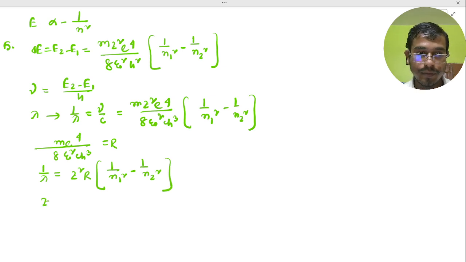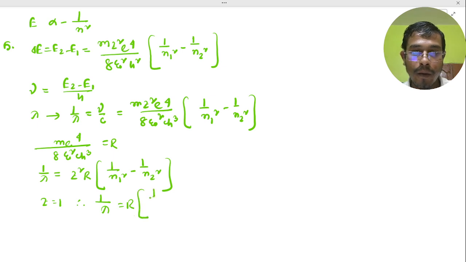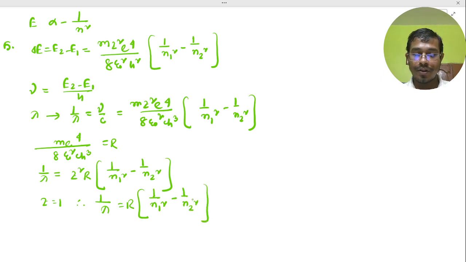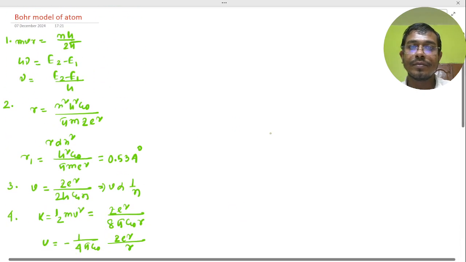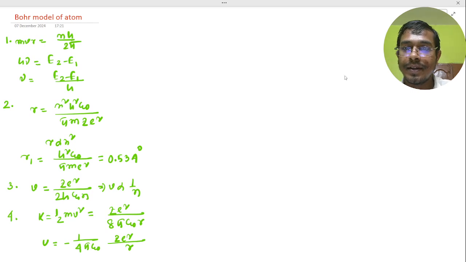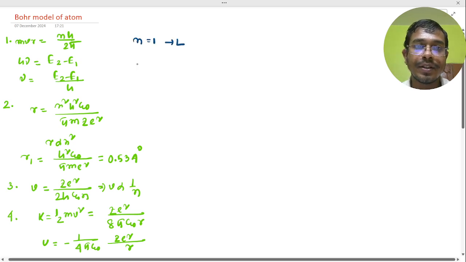For the hydrogen atom, Z equals 1, so 1 by lambda equals R into 1 by n1 square minus 1 by n2 square. This is our final expression. So our next topic is the emission spectra of hydrogen atom, where we have some series: for n equal to 1, the Lyman series.